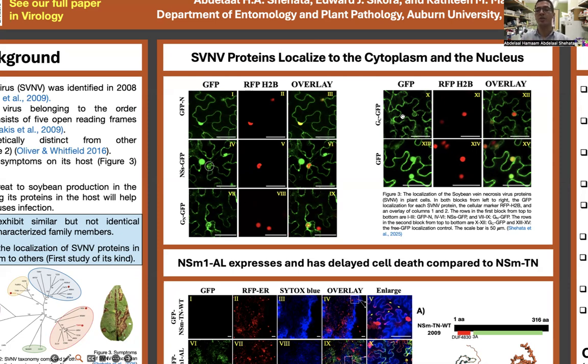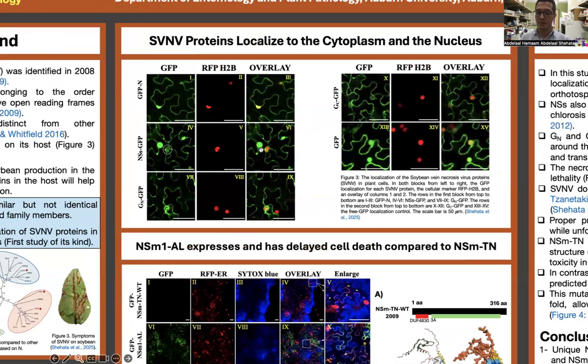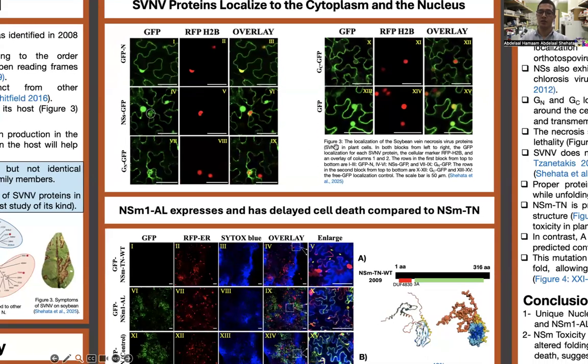GN and GC both localized to the cell membrane and nuclear membrane, which also agrees with their domains, because they contain transmembrane domains, which trigger them to localize to the membrane, basically embedding the protein into the membranes. So we were expecting that. We were not expecting it for N for sure, and for NSs. And then finally, the GFP, which is the control, localizing to the cell periphery and the nucleus.